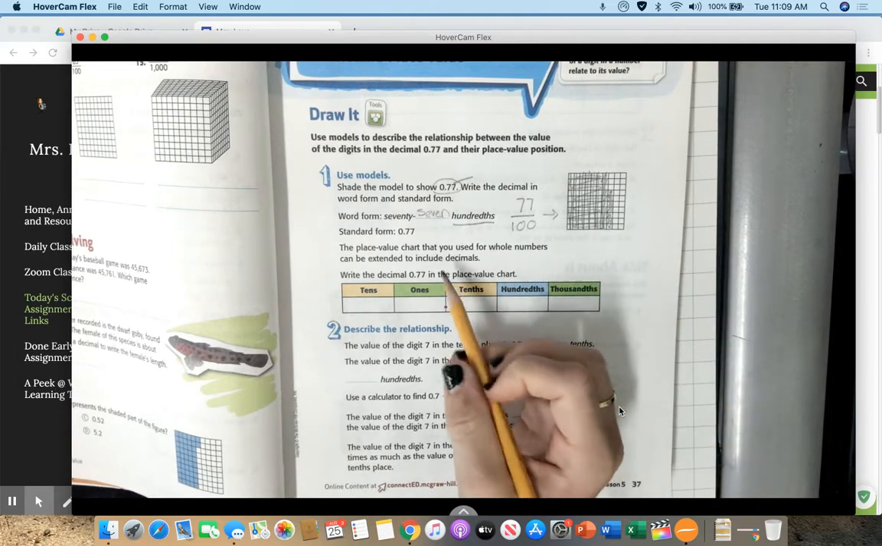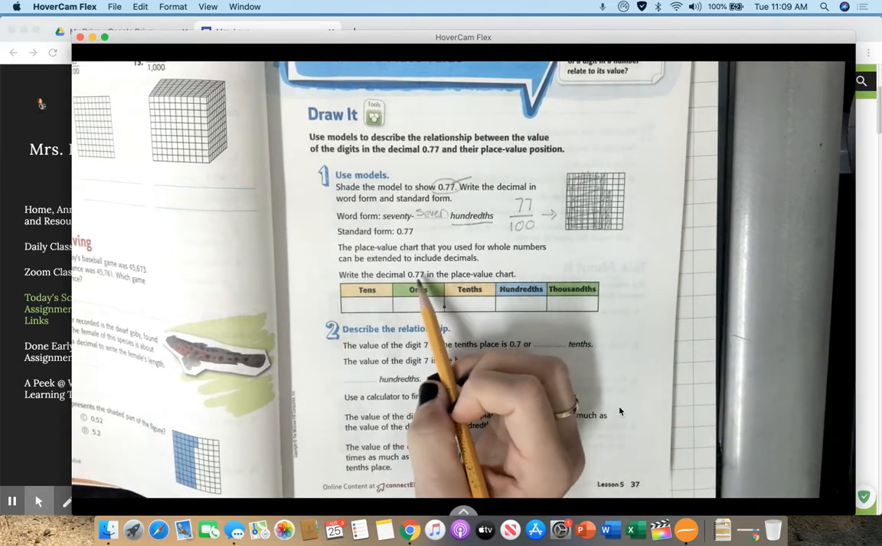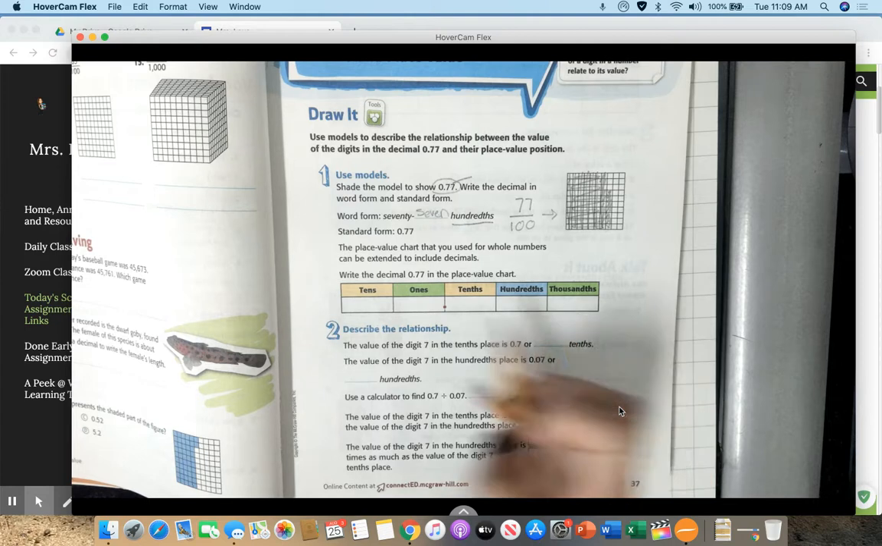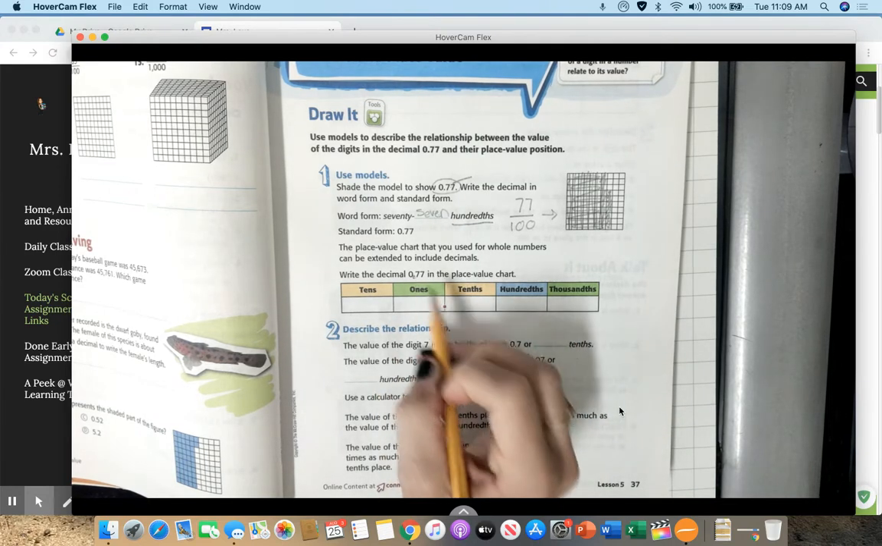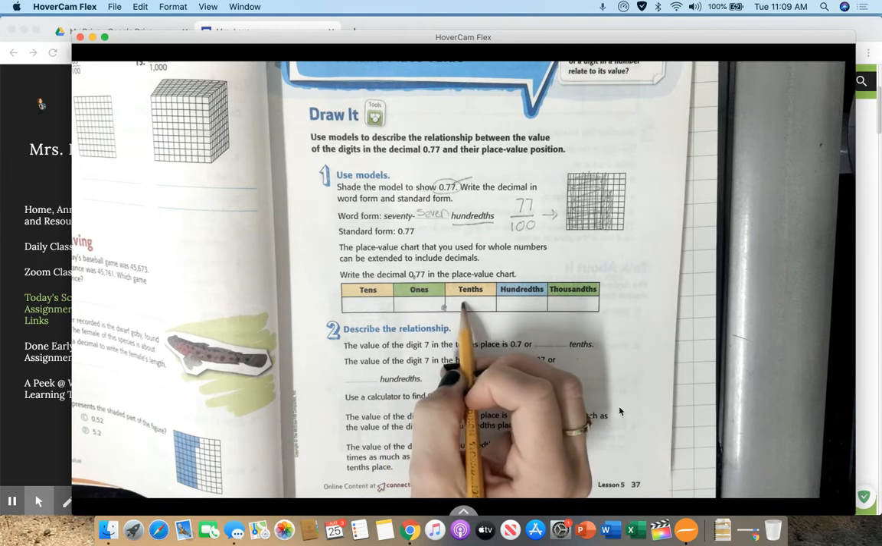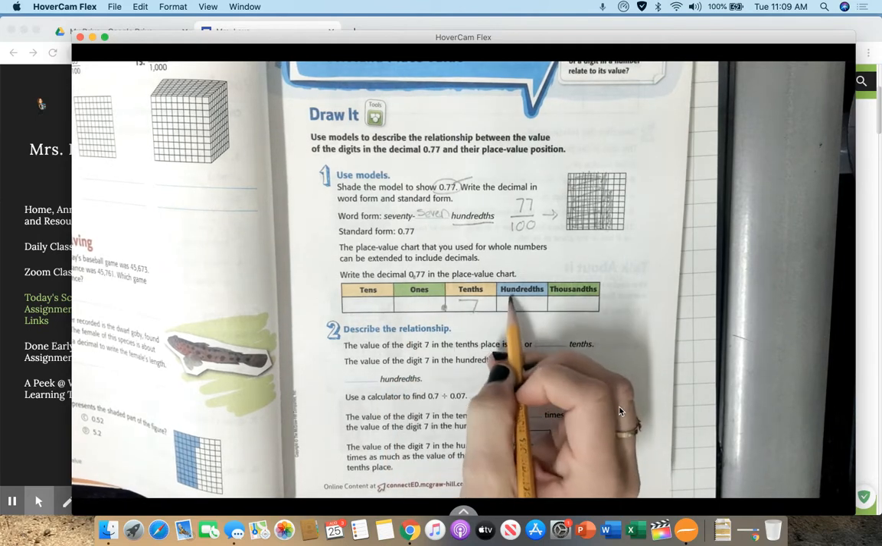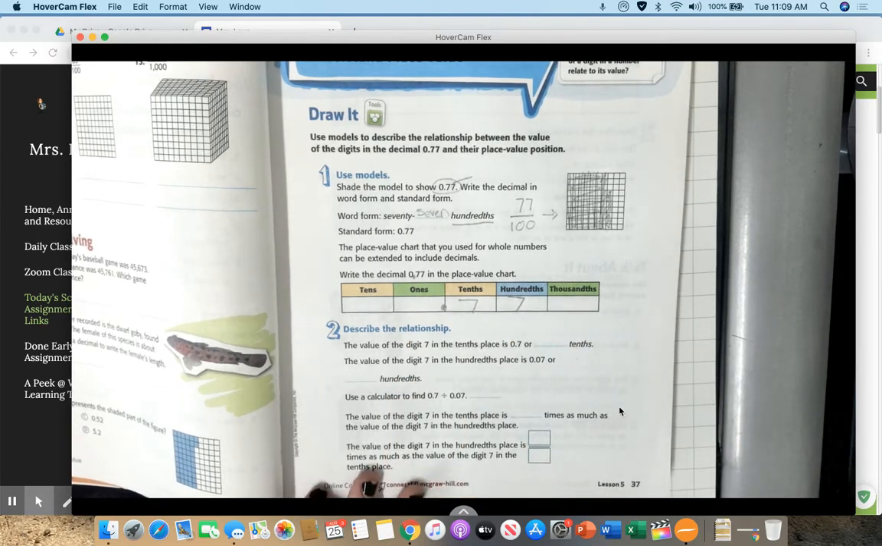Okay, now we're going to make sure that we understand where this decimal is on a place value chart. So match the decimal first, which is right here. And then after the decimal, I have a 7 in the tenths and then a 7 in the hundredths. And that's all you do.